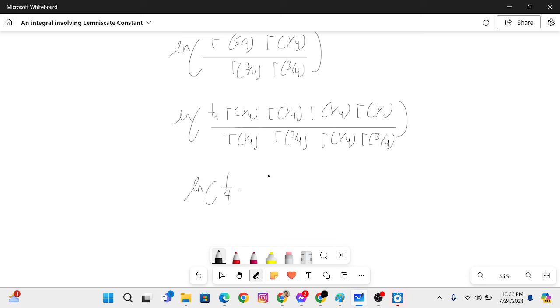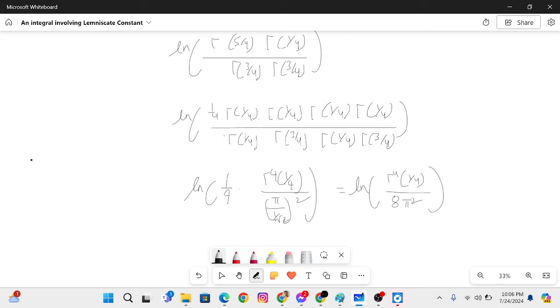Now next is ln of 1 by 4 times the 4th power of the gamma 1 by 4 divided by pi by sine n pi. So pi by sine pi by 4 is pi root 2. Now root 2 goes in the numerator, so we have root 2 over here. So we have the 4th power of gamma 1 by 4 over 8 pi square.